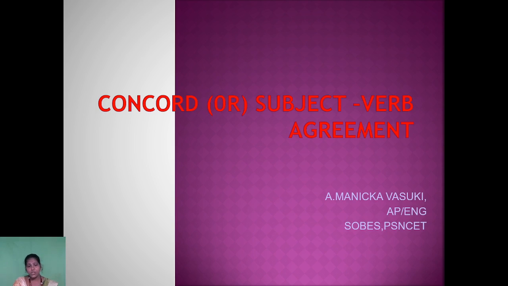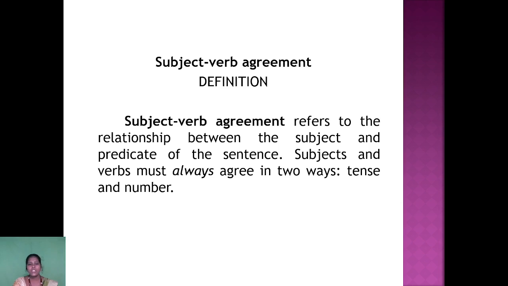Today we are going to talk about the Concord and Subject-Verb Agreement. What is the meaning of Subject-Verb Agreement? First of all, we refer to the relationship between the subject and predicate of the sentences. Subjects and verbs must always agree in two ways, tense and number. So what does the definition mean?